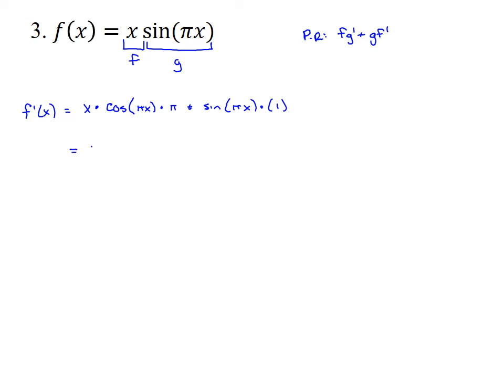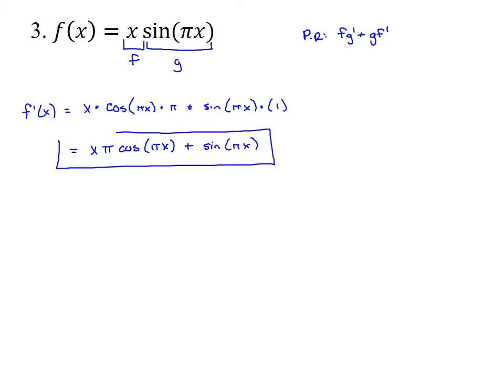Not much really happens here. You can put some terms together. So let's see. You get x pi times the cosine of pi x plus the sine of pi x. And that's as far as you're going to be able to simplify that. So there is showing you not only product rule, but you can also see a second kind of chain rule. Chain rule with trig: take the derivative of the trig function, leave the angle alone, and then multiply by the derivative of the angle.